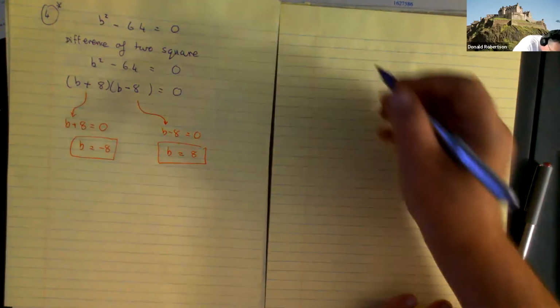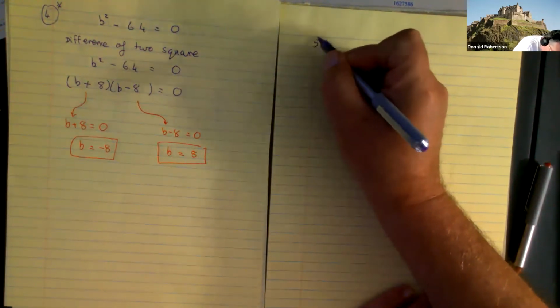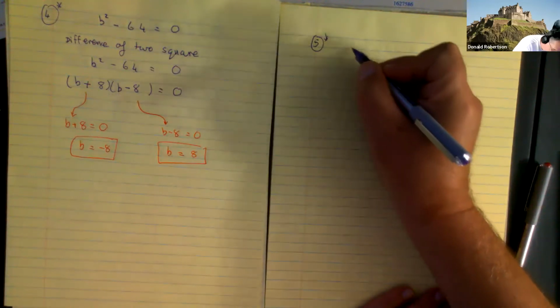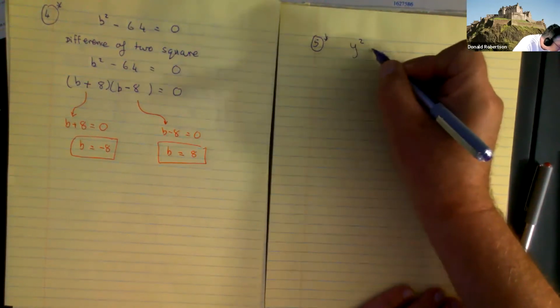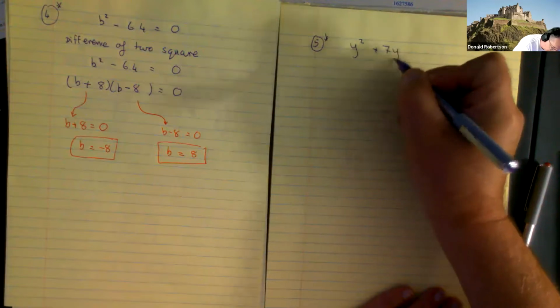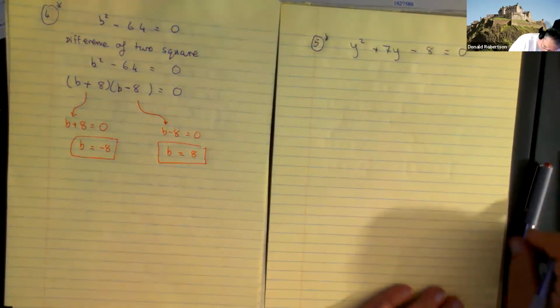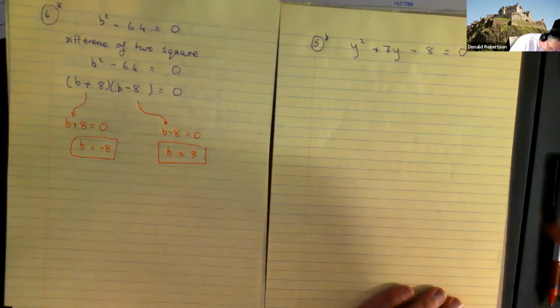Now, let's move on to a different type. This is a version of question 5. And in this case, we're going to have y squared, add 7y, take away 8 equals 0. So this is where we bring in some of the things that we've done in the past.